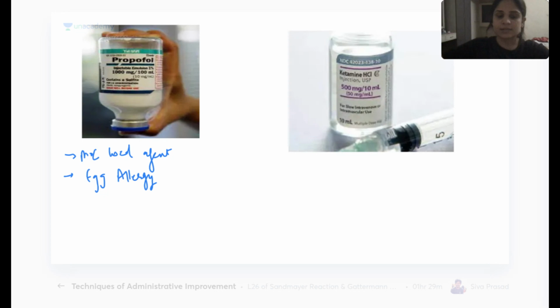Okay. Next, what is the color of Propofol? Very easy to identify. Sometimes they ask you to identify in the exam. It is milky white in color. It looks exactly like milk. Okay. So who died because of Propofol overdose? This they will not ask you in the exam, but who died of Propofol overdose? Michael Jackson. Very good. Okay.